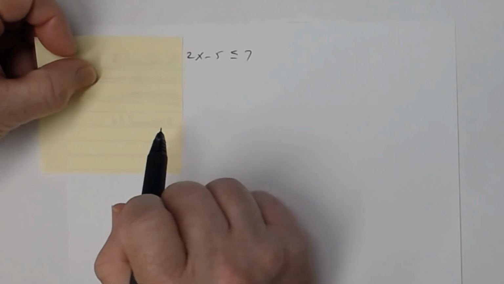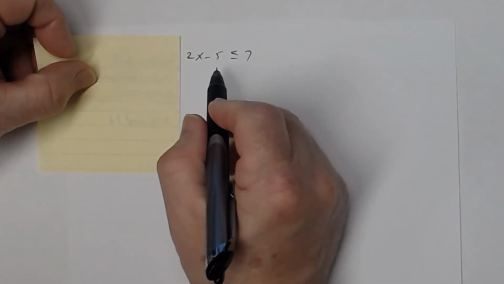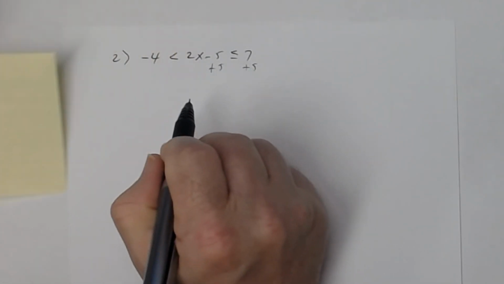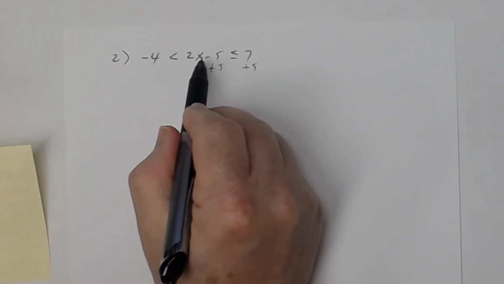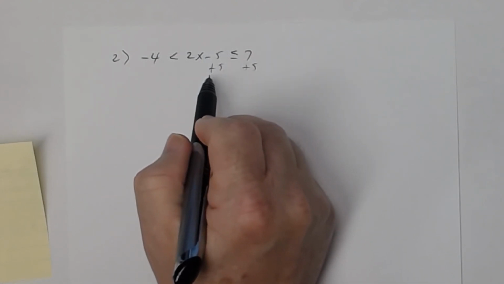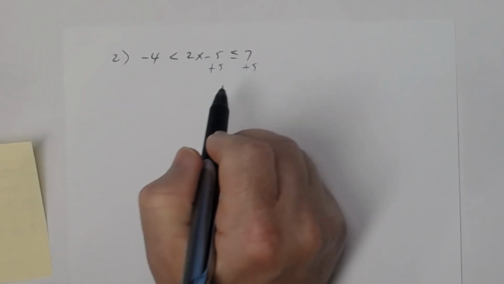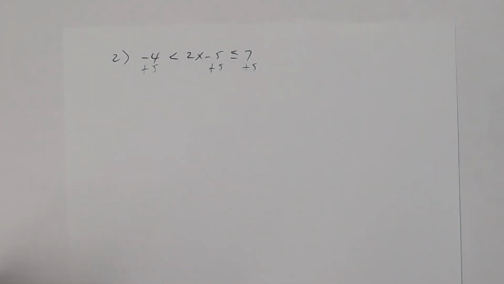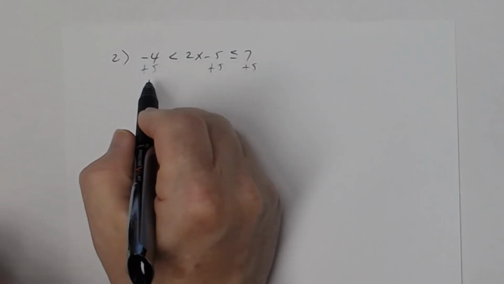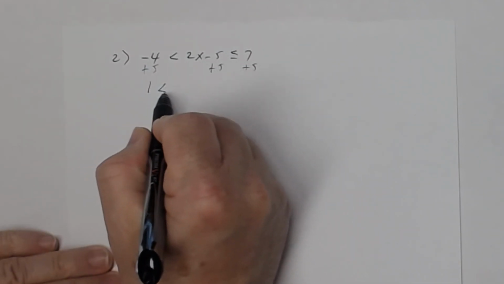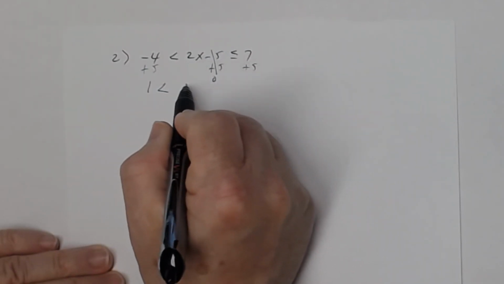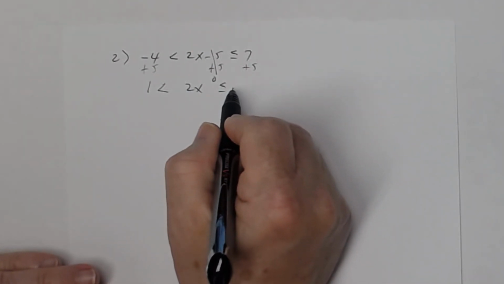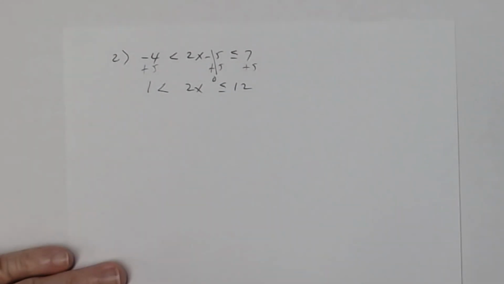So let's suppose it was just this problem here. So I'm just covering this part up. For this, what would you do? To get x by itself, you would add 5 to both sides, right? Well, same thing here, except there are 3 parts. So you add 5 to the middle part, you add 5 to the right-hand side, and you add 5 to the left-hand side. And then combining like terms, I get negative 4 plus 5 is 1, is less than 2x, less than or equal to 7 plus 5, what's that, 12? Okay, so that's what I get.